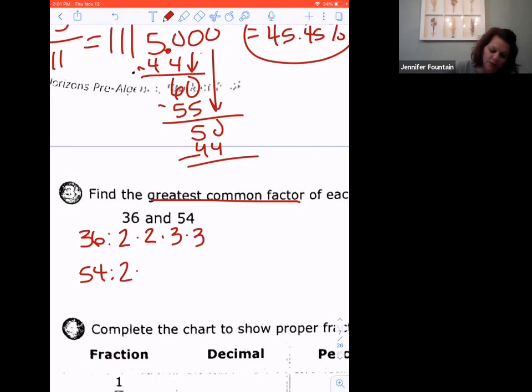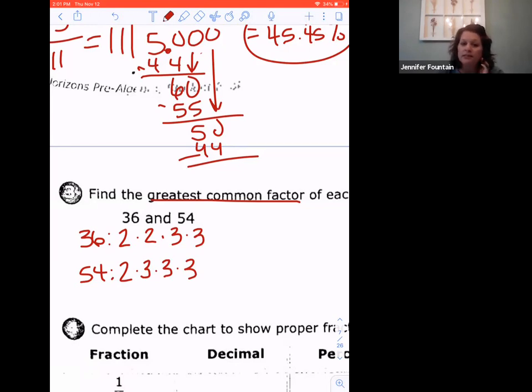54 is even, so the smallest prime factor of 54 will be 2. Half of 54 is 27. 27 is not even, so I know it does not have a prime factor of 2, but it does of 3. And 3 times 9 is 27. And 9 will be 3 times 3. Again, I'm not going to list them with exponents. I will in my answer, but not right now.